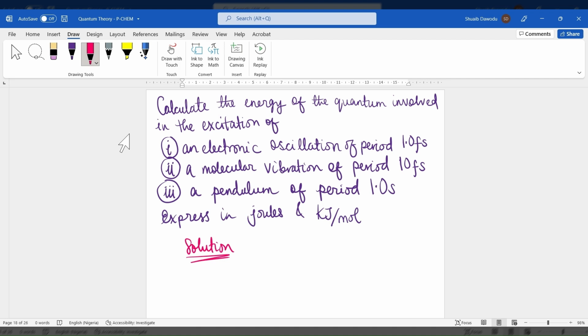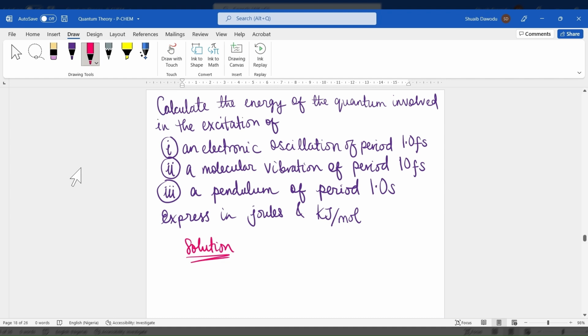So today we're going to be working on the question on the screen that says: calculate the energy of the quantum involved in the excitation of number one, an electronic oscillation of period 1.0 fs. So it's basically 1.0 times 10 to the power of negative 15 seconds. Then number two, a molecular vibration of period 10 times 10 to the power of negative 15 seconds. And then the third one, a pendulum of period 1.0 seconds, expressed in joules and kilojoule per mole.